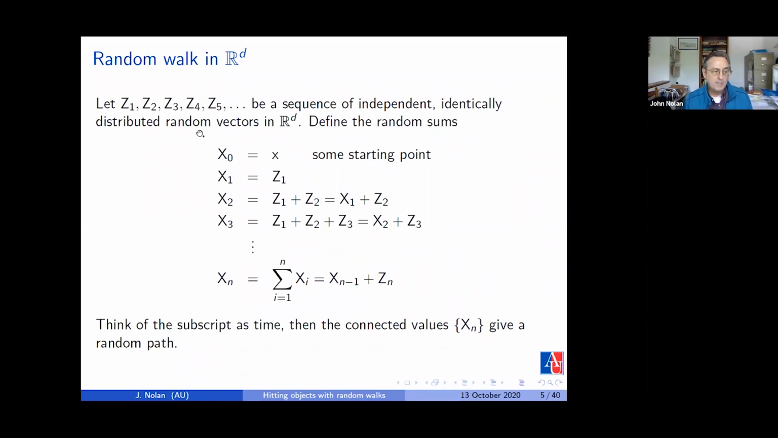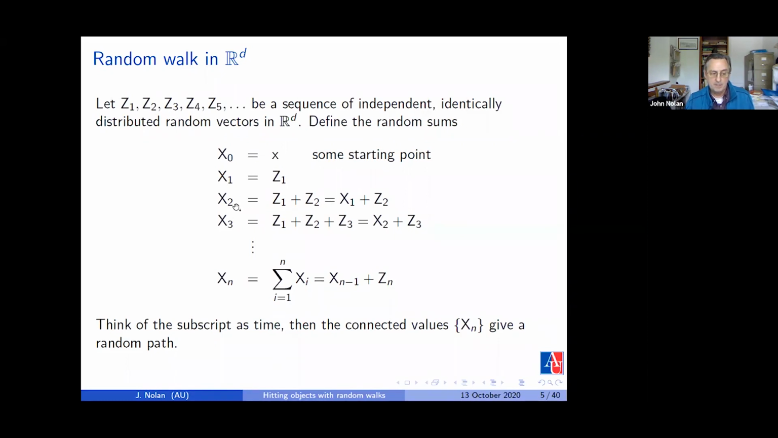So, random walk on R^d. We're going to let Z1, Z2, Z3 be a sequence of independent, identically distributed random vectors in R^d. So d will be the dimension of the space we're looking at. And we're going to define these random sums. So X0 will just be some starting point, little x. X1 will be Z1. And then we just add each one of these independent increments on there.